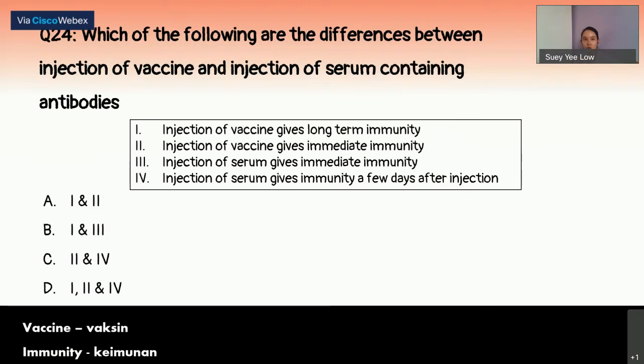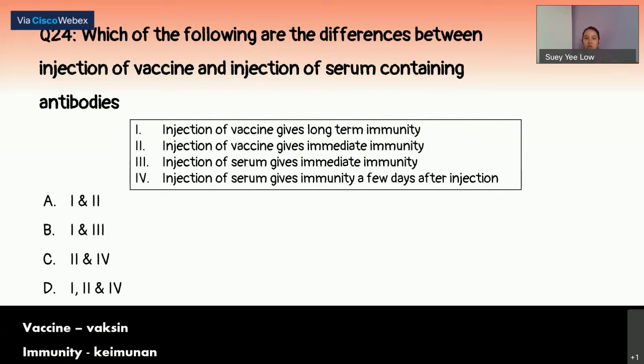Okay, so next, we go on to question 24. It asks which of the following are the differences between injection of vaccine and injection of serum containing antibodies? As you can see here, first one, injection of vaccine gives long-term immunity. Second one, injection of vaccine gives immediate immunity. Three, injection of serum gives immediate immunity. And four, injection of serum gives immunity a few days after injection.